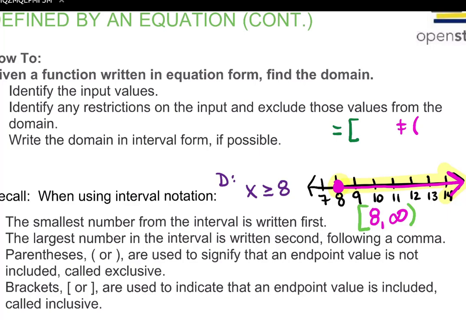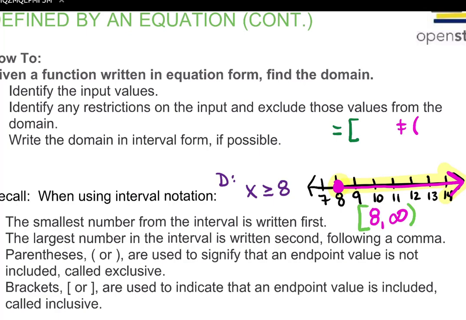When using interval notation, the smallest number from the interval is written first. The largest number in the interval is written second, following a comma. Just like here, the smallest number in the interval is 8. The highest number is infinity. We write both of those separated by a comma. We use parentheses to signify an endpoint value that is not included, called exclusive, and we use brackets to indicate an endpoint value that is included, and that's called inclusive. So it includes 8, but it can't include technically infinity because infinity keeps going on forever. So that is what interval notation is.